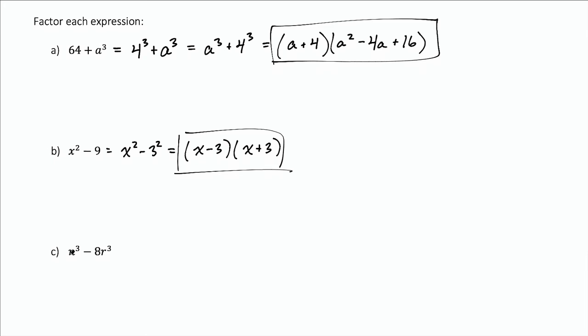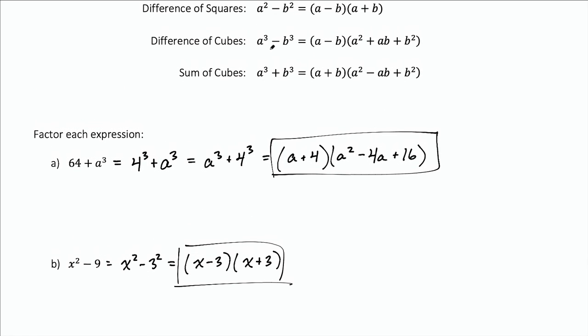And finally, we've got n cubed minus 8r cubed. So we've got some cubes here. And the important thing to recognize here is that we need to write the entire term as something cubed. So this isn't quite looking in the right form yet. But that 8r cubed we can write as 2r all cubed, because 2 cubed is 8. And so now we've got a difference of cubes.